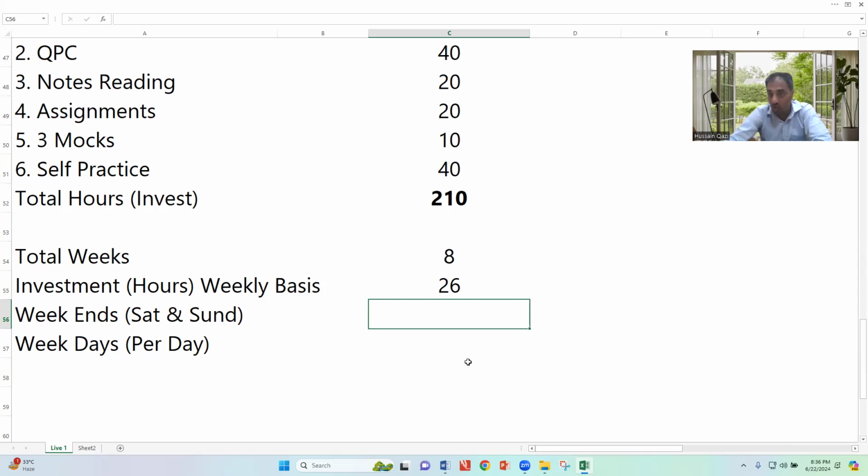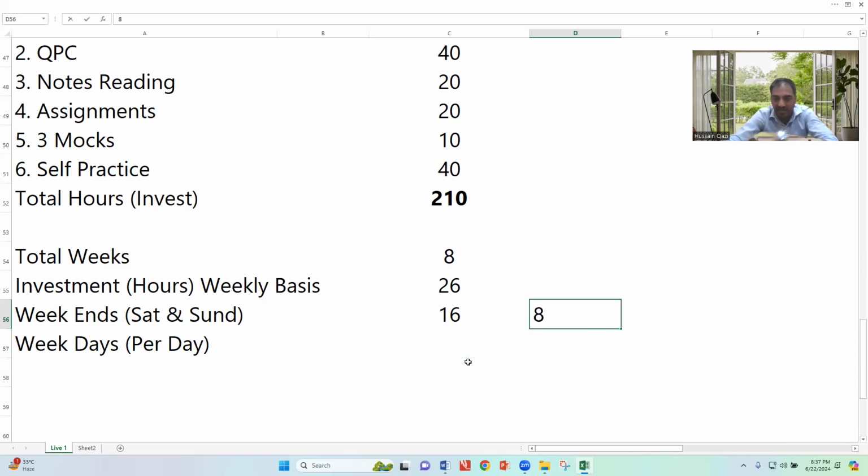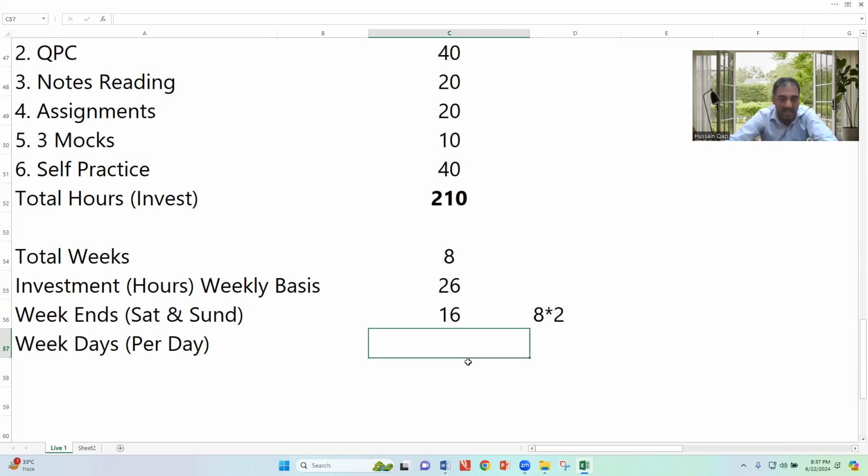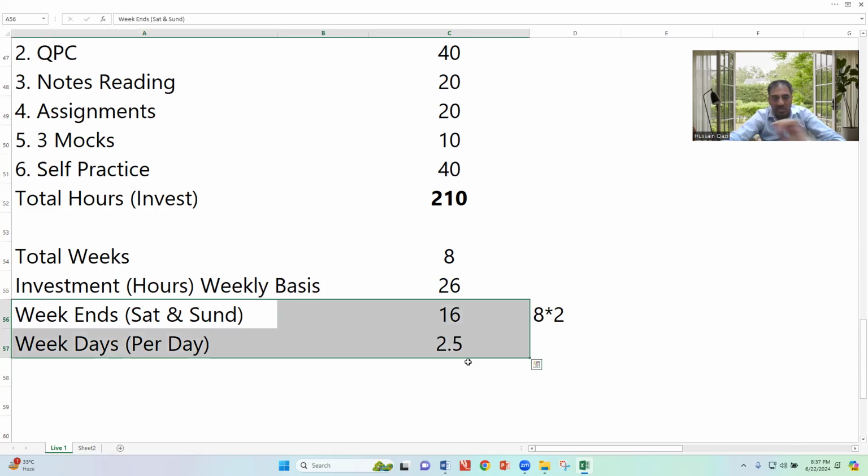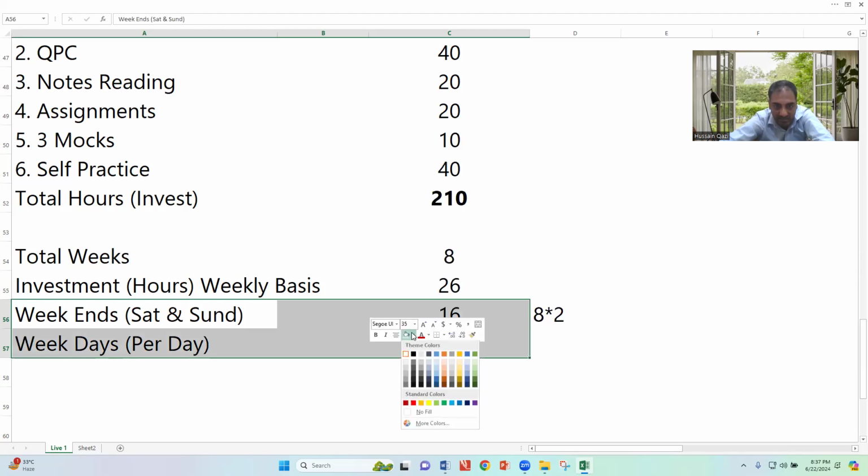if you study along with your job, at least 8 hours you need to invest on Saturday and Sunday. 8 per day multiplied by 2. And for the remaining, 26 minus 16 divided by 4. Let's suppose that one day you will take rest. So 2.5 hours per day. So you need to make a strategy in this manner.